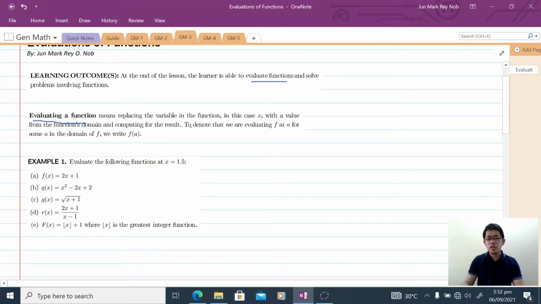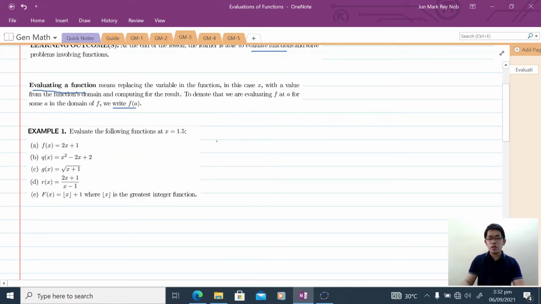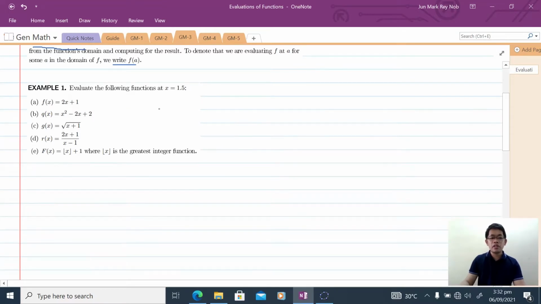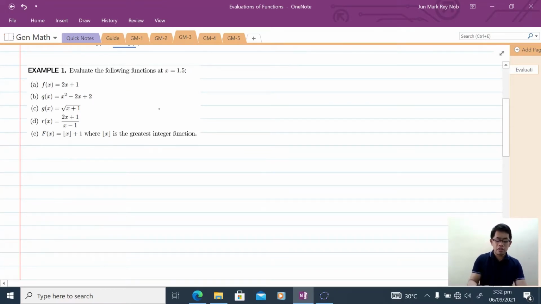To denote that we are evaluating f at a for some a in the domain of f, we write f of a. So basically, evaluating a function is simply determining the value of the function at a particular domain of f. So to illustrate the concept, example number 1, evaluate the following functions at 1.5. Alright, so let's solve this one all together.